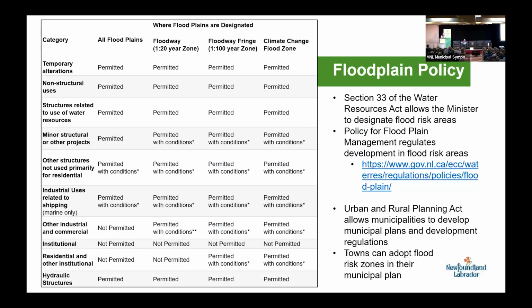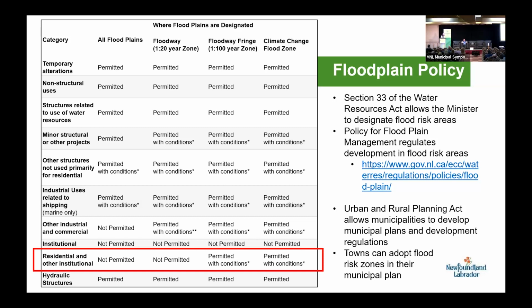So the province has a policy for floodplain management. And if a town wants to have floodplain mapping developed, they have to agree to abide by our policy for floodplain management. What this does is set out what you can and can't do in different parts of the floodplain. The one that's probably of most consequence is that we do not allow residential development in a 1 in 20 year floodplain. It's too dangerous. There's too much of a risk associated with that type of development.